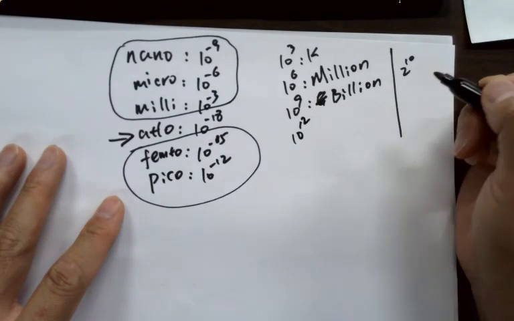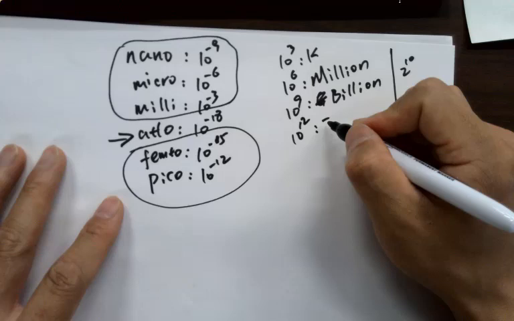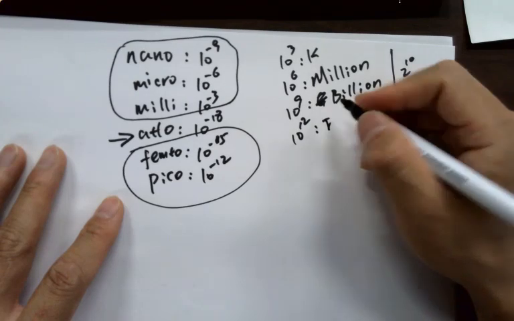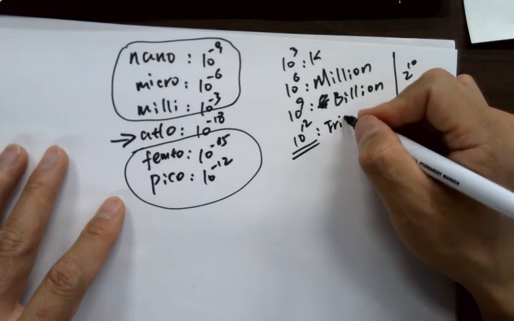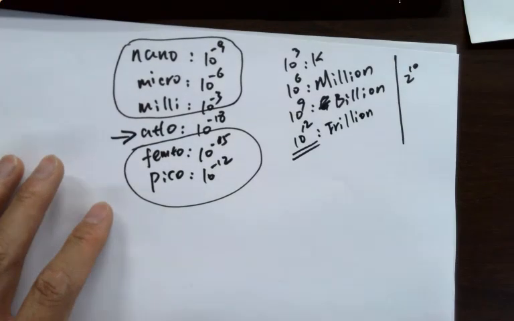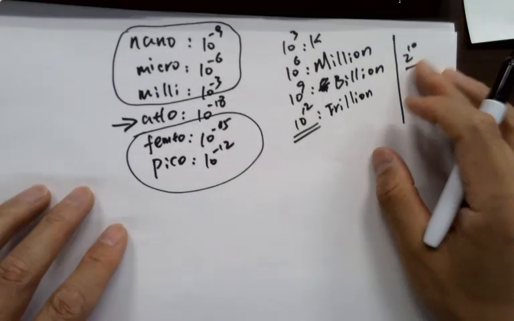What is this? Trillion, yeah. Or tera? Tera or trillion, right? So if it's just 10 based, it will be trillion. Tera will be 2 based. It's not exactly the same, but okay.